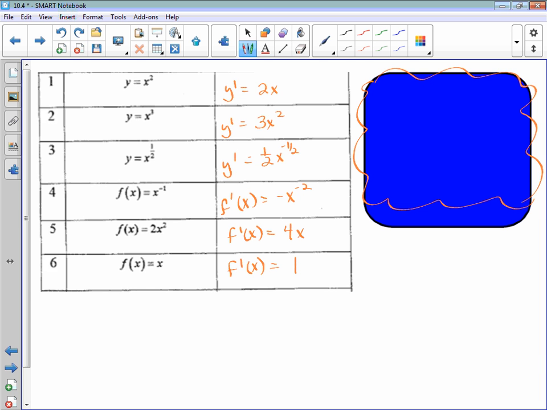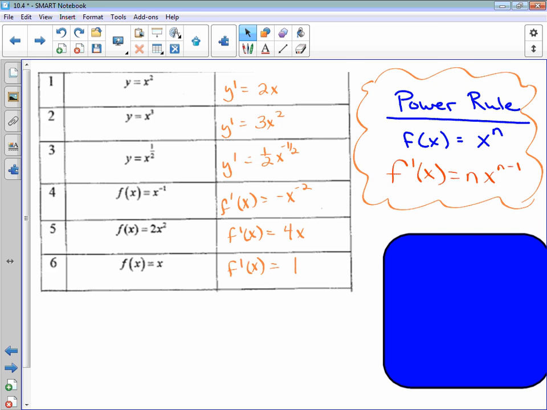So on quizzes, tests, anything like that, if I say find the derivative with the limit definition, when the word limit is involved, you have to do the limit way, the f of x plus h minus f of x. If I just say find the derivative, shortcuts are very happy, okay? Use them. So the only time you have to do the long way is if I ask you to do the limit.